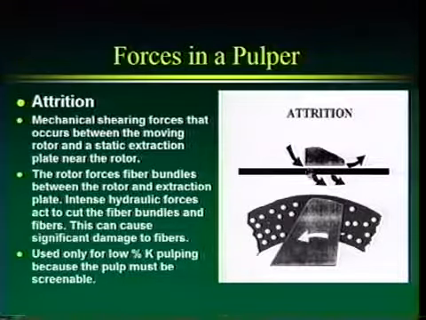What happens is these fiber bundles are broken up, and when they are of appropriate size to fit through those holes, they will go through the holes. So you can see that for high consistency, the high consistency pulp would remain in between the rotor and the bottom of the pulper, and it would plug the holes, and you'd have to cease operations. So attrition is something used in low consistency pulping. It can be somewhat damaging to fibers, but it's a pretty intense action that breaks up fiber bundles and other contaminants.